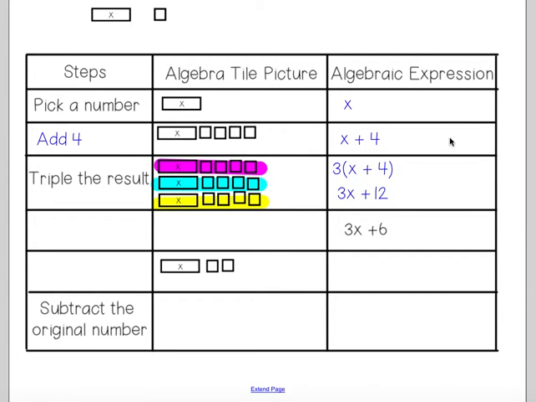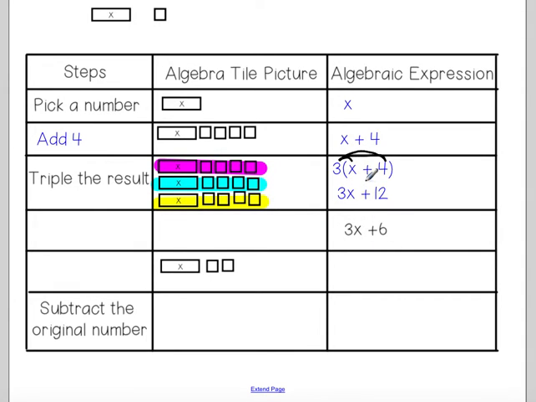Now, if you remember the distributive property, we said that we can do 3 times X, and we get 3X, and 3 times 4, and we get 12. So there are the 2 different ways that you could write that. All right, then we have just the algebraic expression.